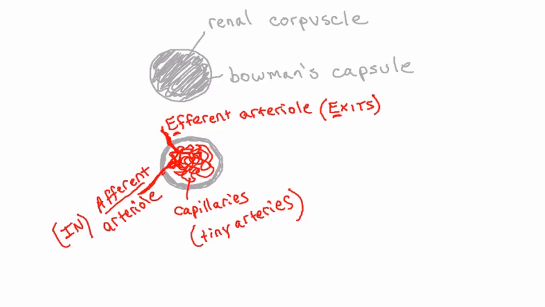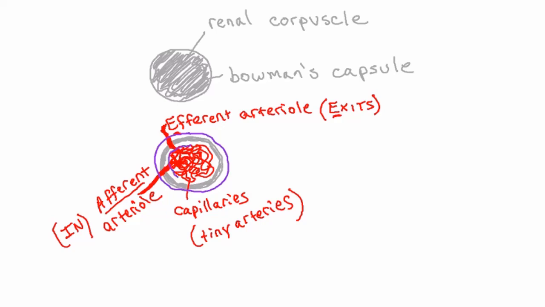So the afferent arteriole comes in, it makes this whole mess of capillaries, and the blood leaves in the efferent arteriole, and we'll get to the efferent arteriole and where the blood goes after that a little bit later. But all you need to know right now is that the afferent arteriole is the incoming arteriole. It turns into capillaries, which are tiny arteries, and then the blood supply leaves through the efferent arteriole. So all of this put together, this Bowman's capsule and the capillaries inside, is called the renal corpuscle.